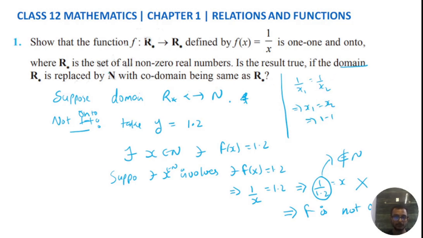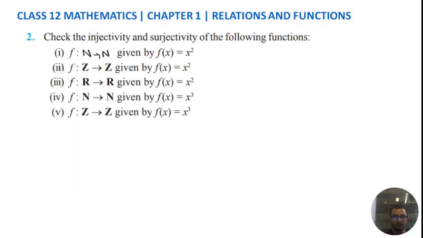So we are done, right? When we replace R star by N, the function is not onto 2, but it is 1-1. So let's move to the next slide.